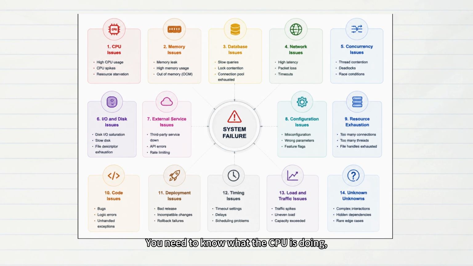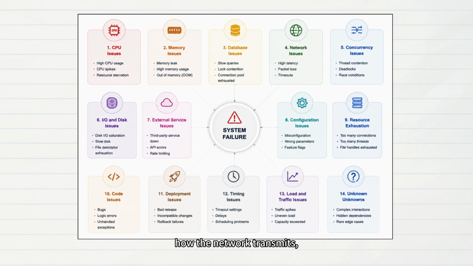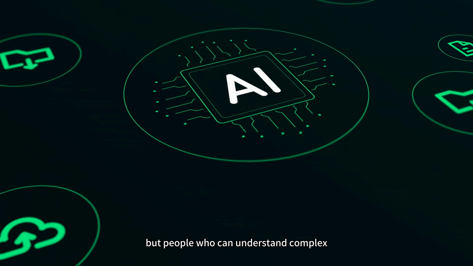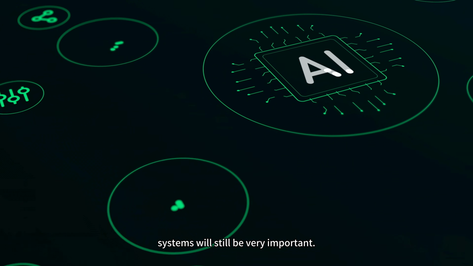You need to know what the CPU is doing, how memory works, how the network transmits, and how different components interact. You need to understand why the system fails. Because debugging complex software is essentially not about finding errors, but about understanding the system, and then reconstructing the process of what happened from a large number of fragments. Software is becoming more and more complex, and tools will become smarter. But people who can understand complex systems will still be very important.